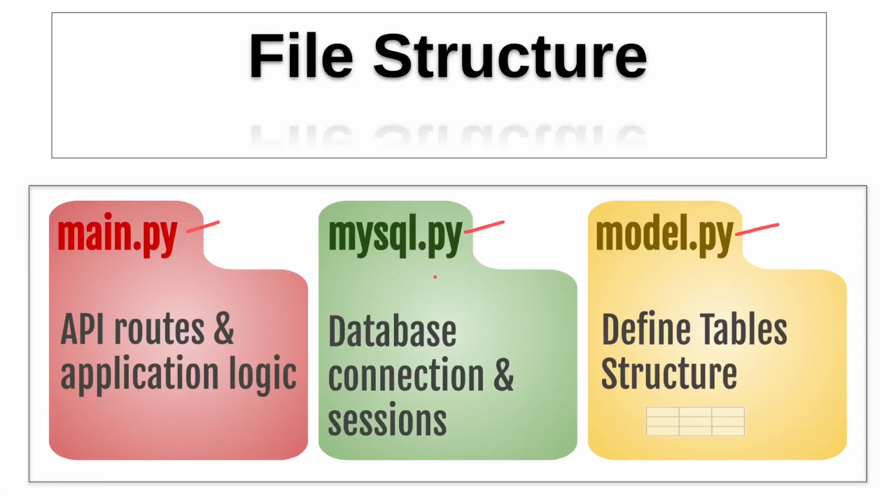Then in mysql.py, the database connection and session logic are defined. Here is the concept of the engine, which will connect Python with MySQL. Then model.py is used to define the table structure, like what will be the table name, how many columns there will be, what the column names are and what their types are, etc.